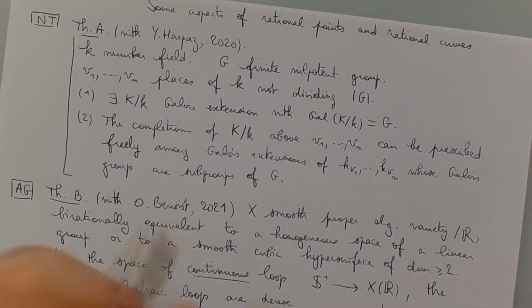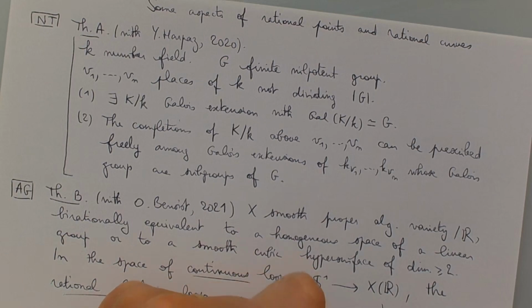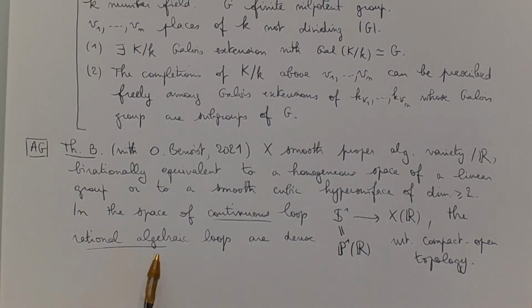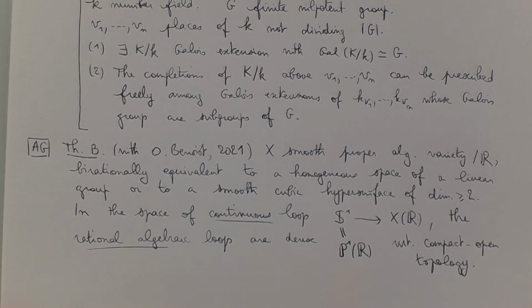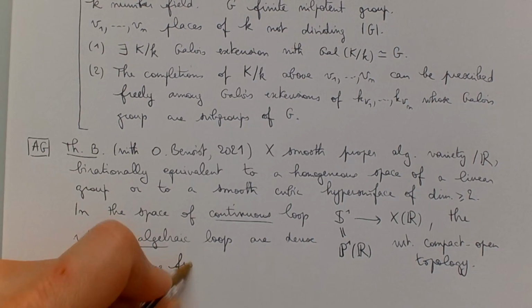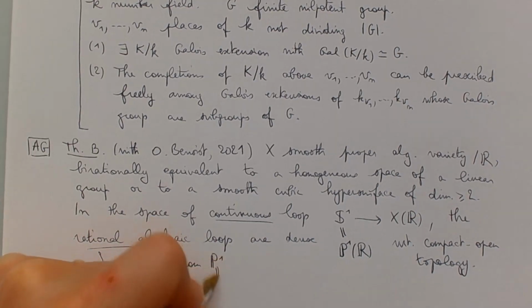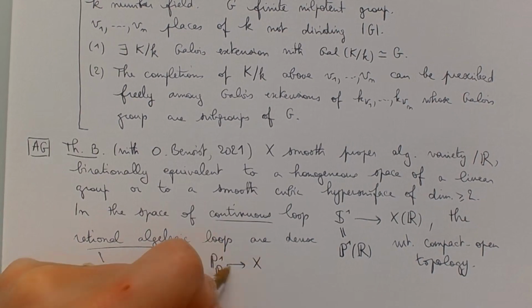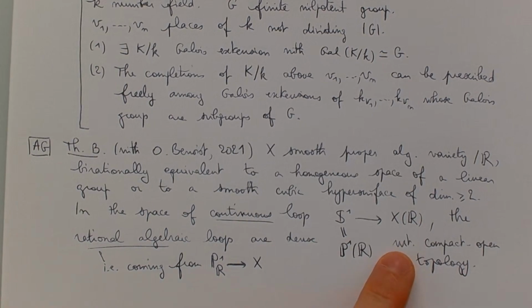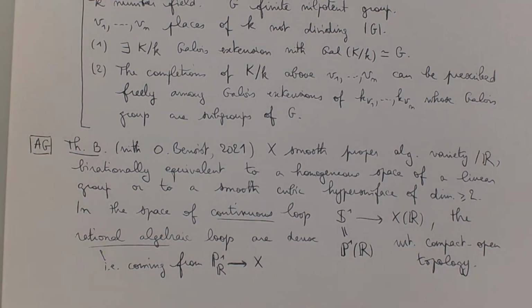So S^1, the circle, is also the real locus of the projective line. What do I mean by a rational algebraic loop? I mean a continuous loop which comes from a morphism of algebraic varieties, coming from a morphism from the projective line over the reals to X. So this is a morphism of algebraic varieties. On the real points, it gives you a continuous loop, and loops obtained in this way are the rational algebraic ones. So that's the statement.